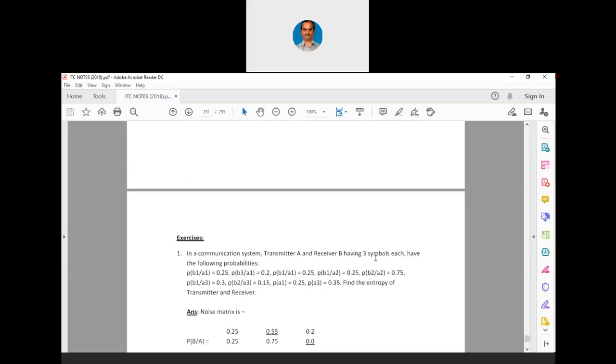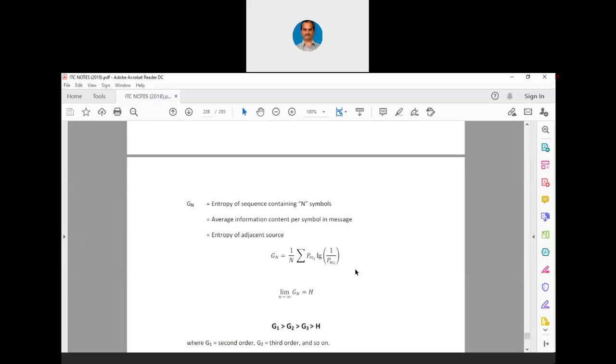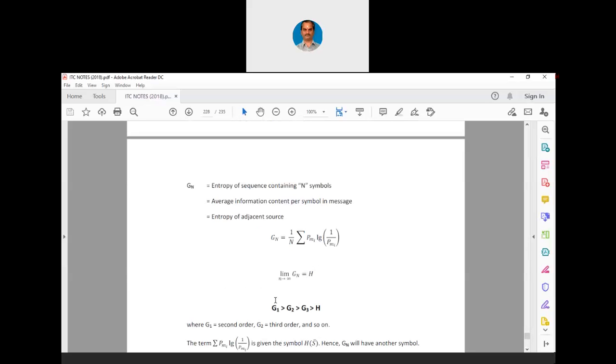That G1, G2 in the first module. Yes, this one. G1 is greater than G2, greater than G3, that way it goes on. It is greater than H, where H is the entropy of the source, where these G1, G2, G3 are the entropy of the sequences. That means G3 has fewer bits when compared to G2. G1 is second order, G2 is third order, it goes that way.